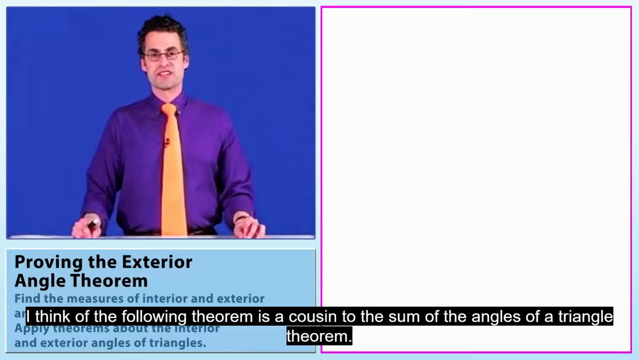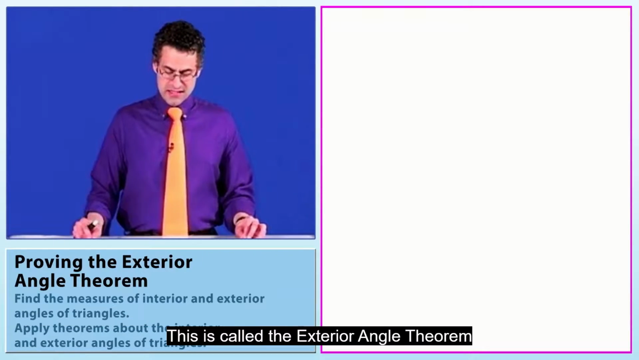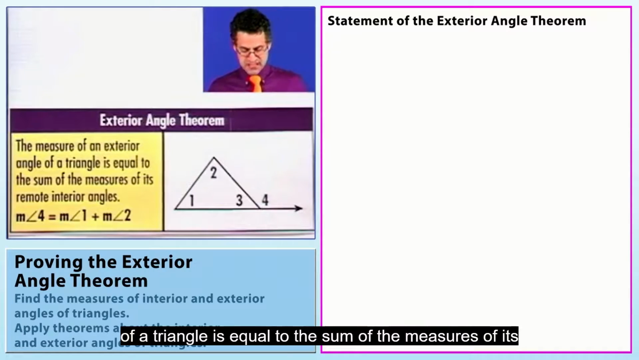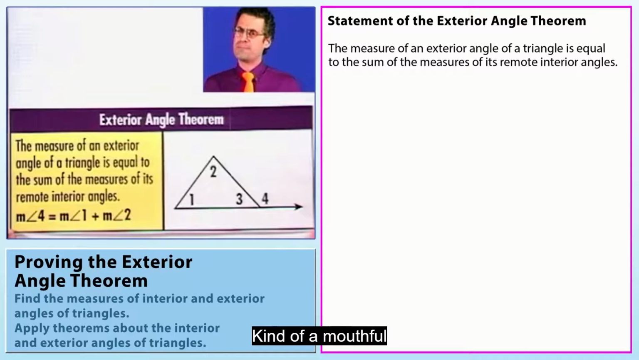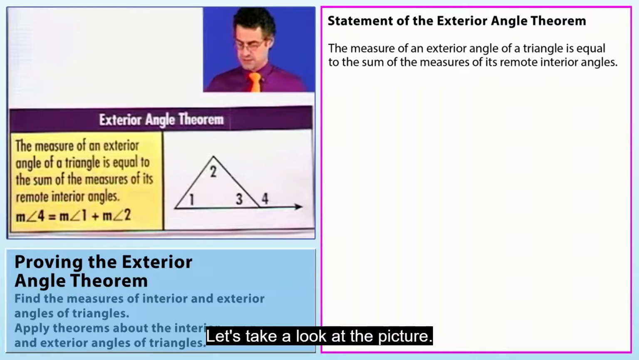Think of the following theorem as a cousin to the sum of the angles of a triangle theorem. This is called the exterior angle theorem, and it states that the measure of an exterior angle of a triangle is equal to the sum of the measures of its remote interior angles. Kind of a mouthful, but once you see the picture, it's completely clear. Let's take a look at the picture.